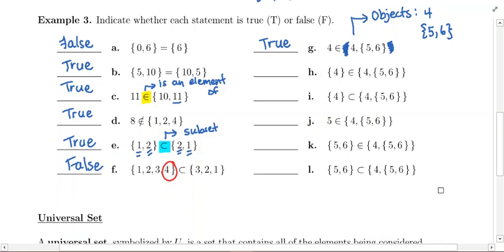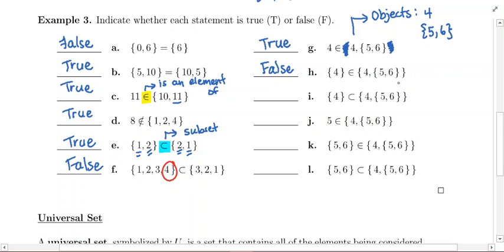So again, look at what I wrote down. What did I do initially? I took away the outer braces, and what was left, those are the objects or the elements of the set. 4 is an element, not the set 4. So this is a false statement. Hopefully from doing these two, you see the difference between G and H. 4 is an element in the set. The set 4 is not an object in the set.